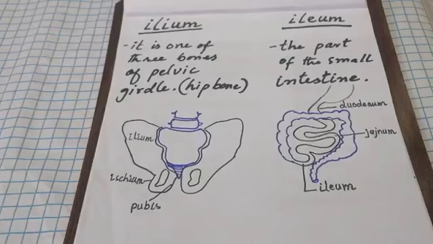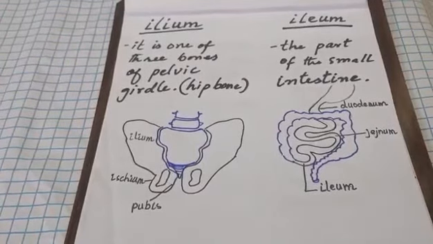I-L-I-U-M, I-L-E-U-M. The first word, ilium, is basically a bone present in our pelvic girdle. The pelvic girdle is our hip structure, the hip bone structure. The hip bone is made by three bones. As you can see in the diagram, I have written ilium, ischium, pubis. There are three bones present in our pelvic girdle. Ilium is one of them.